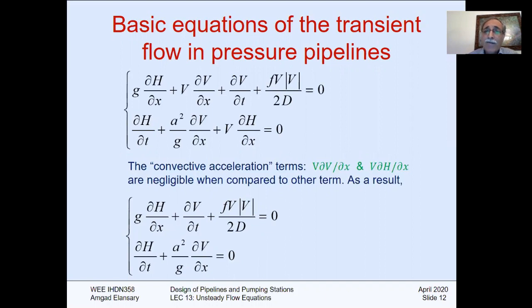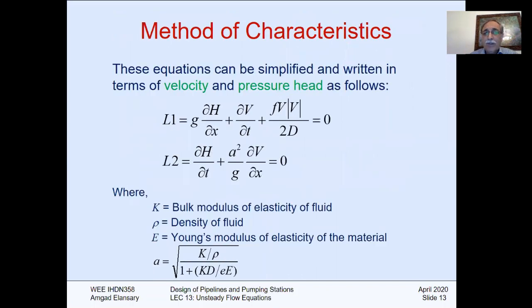Now we're going to find a method to solve these equations. We start with the method of characteristics. The method of characteristics is an easy way to handle partial differential equations and make a total derivative for them. How to do that? First, we have two terms, which are velocity and pressure head.